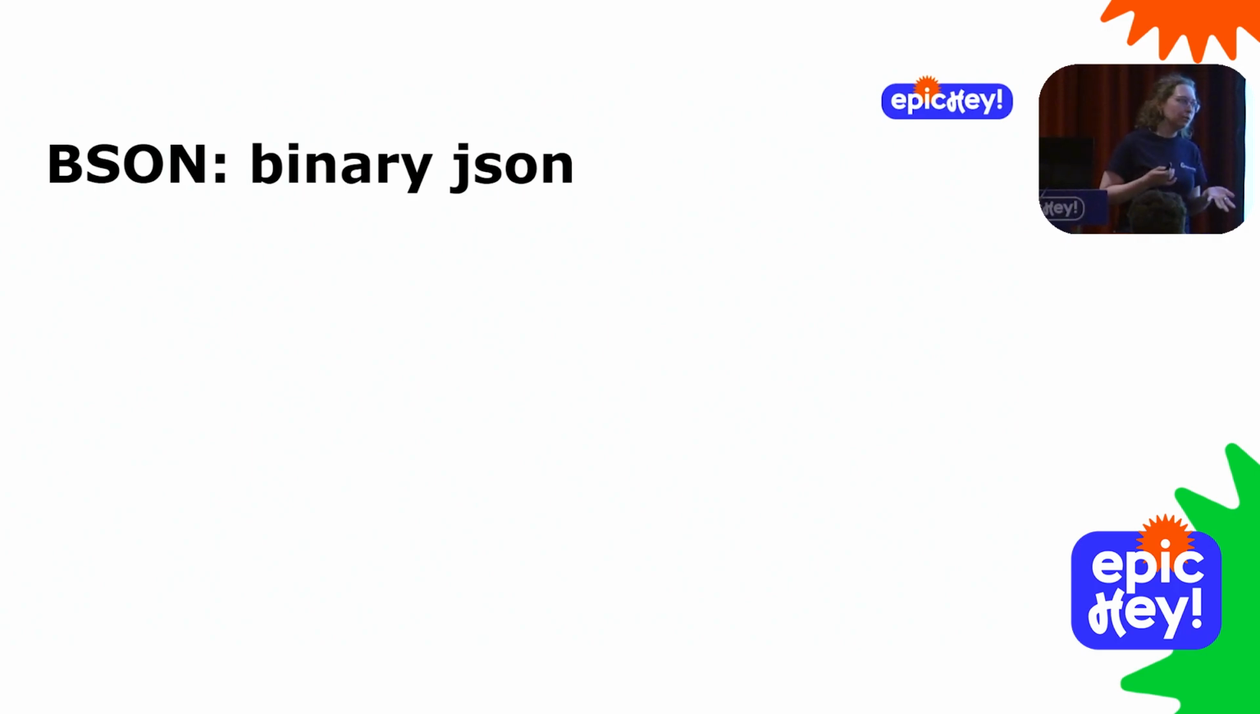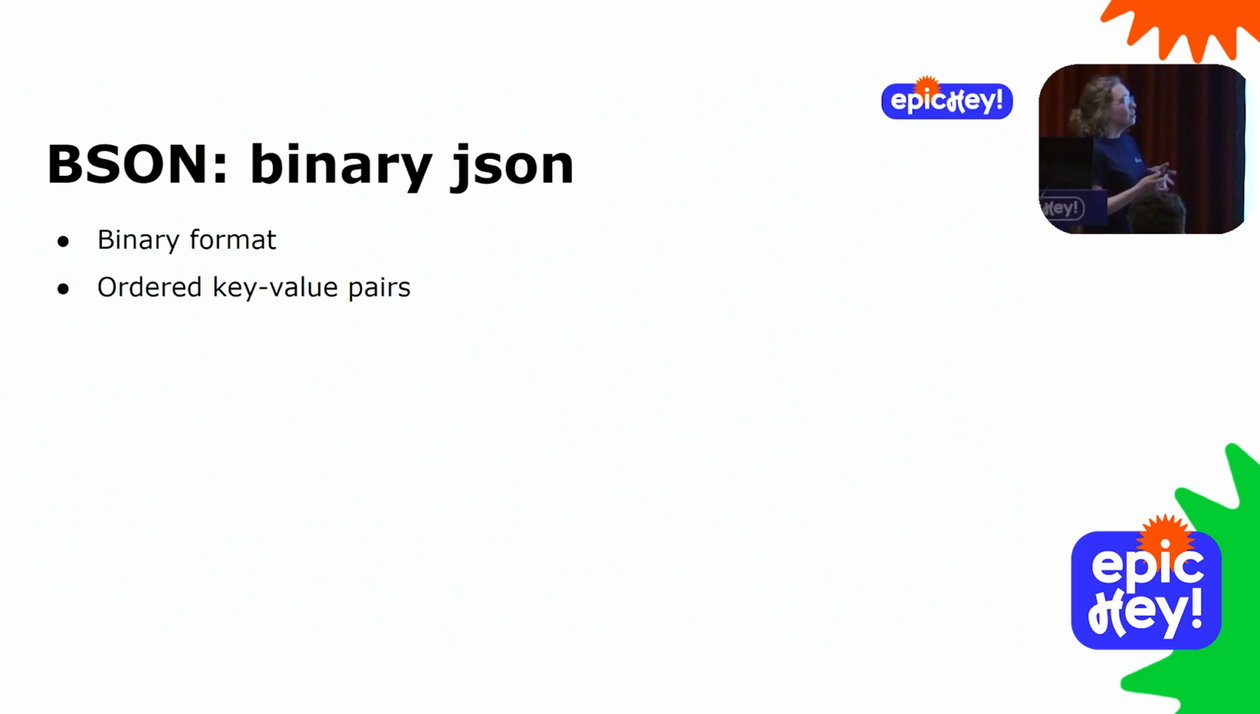BSON is binary JSON. So what's the difference between BSON and JSON, apart from that it's binary? It has some special properties. For example, the fields should be key-value pairs that are ordered. In case of JSON, usually we don't talk about ordered fields. Well, order doesn't matter. In case of BSON, order matters. And also, there are some additional data types in BSON that don't exist in JSON.